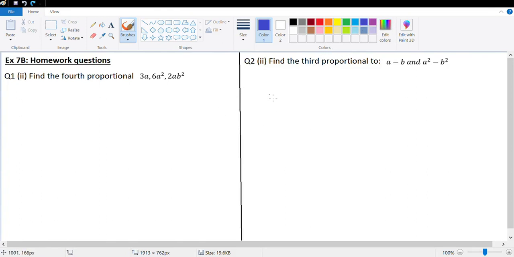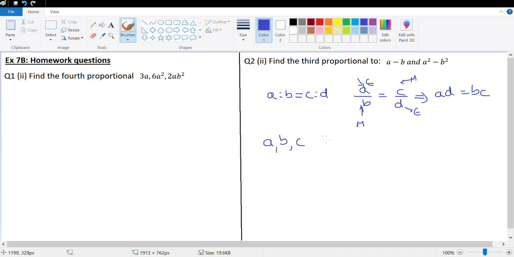So first thing we started: four non-zero numbers a, b, c, d are said to be in proportion if a is to b is equal to c is to d, which means a upon b is equal to c upon d. This is in the fraction form, which means AD is equal to BC. A and D are the extremes and B and C are the means.